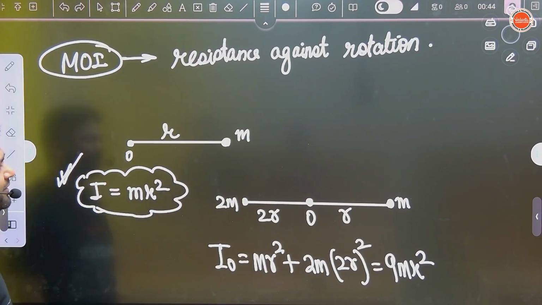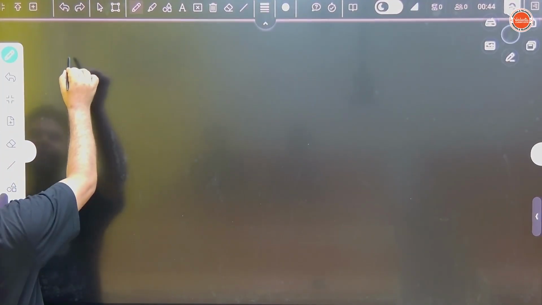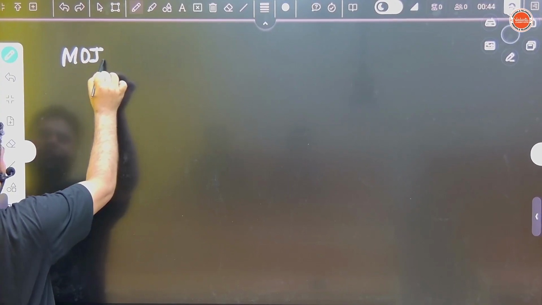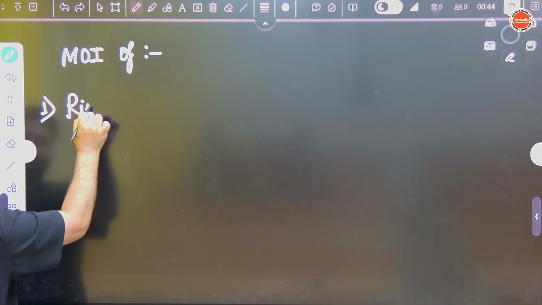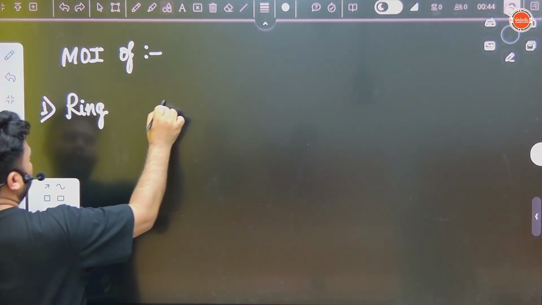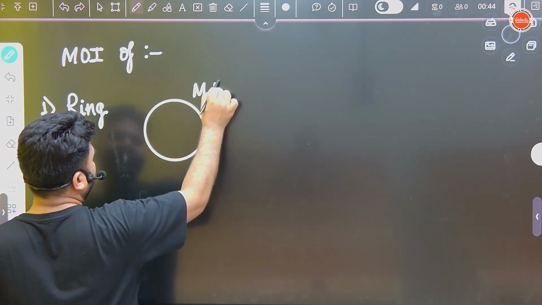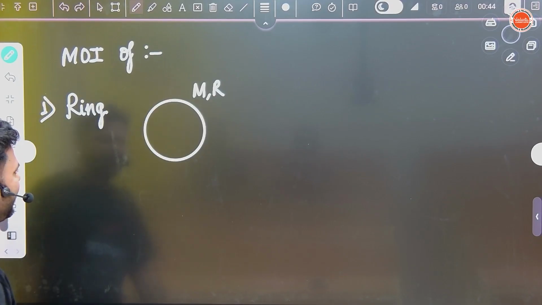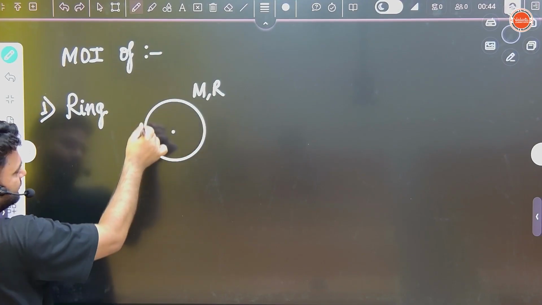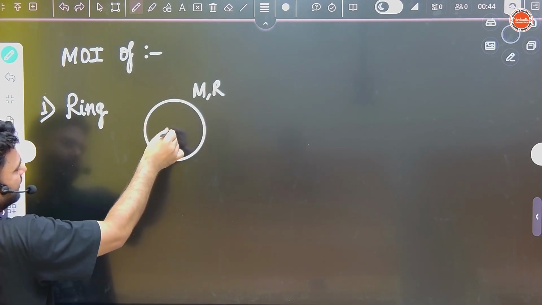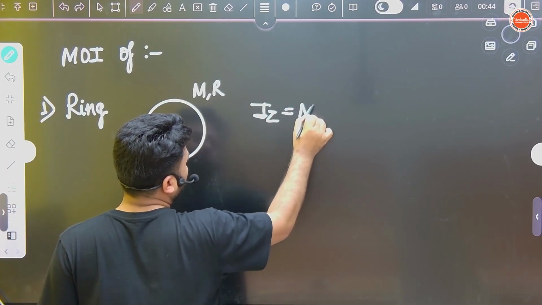Next, we have lot of cases that you need to remember the formulas for moment of inertia. Very important. I am writing, like they will give a ring. This is a ring. Its mass is m. Its radius is r. They ask what is the moment of inertia about this axis, z axis, or the axis which is perpendicular to the plane of the ring, z axis. So moment of inertia about z axis is mr square.